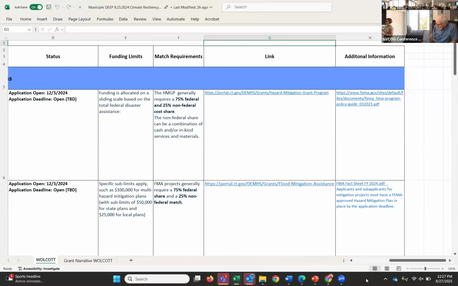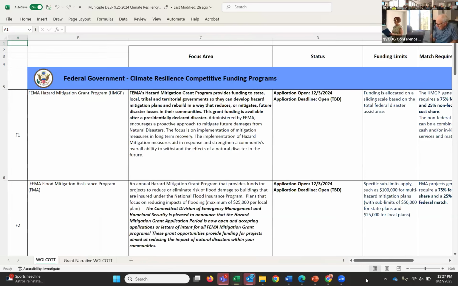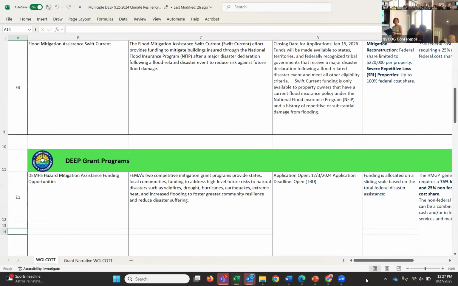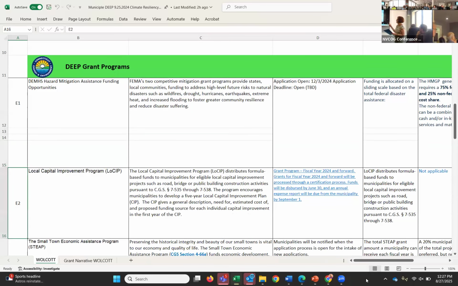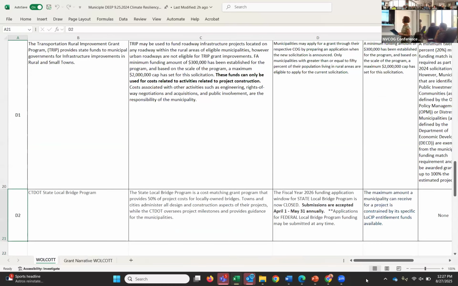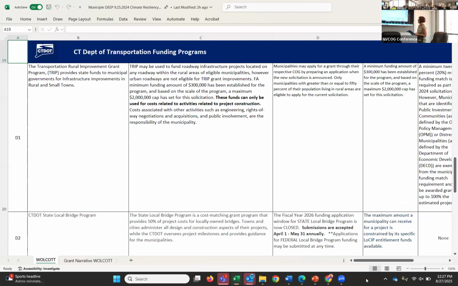So we've identified a couple of these on the federal level: the National Culvert Removal, Replacement and Restoration Grant, and the Flood Mitigation Assistance SWIFT Grant Program, which I think is F3 and F4, could be considered for these programs. And on the DEEP side, LOSIP and STEAP grants may be applicable in the community for these programs. And on the Department of Transportation, a TRIP grant may be a resource for you to fund some of these.